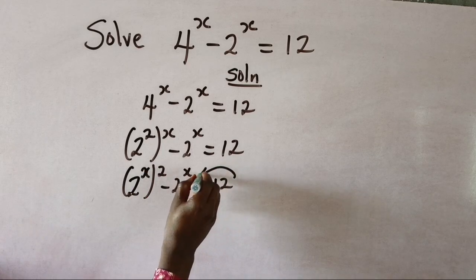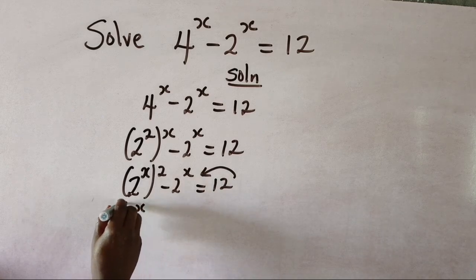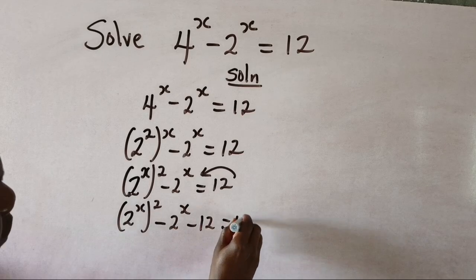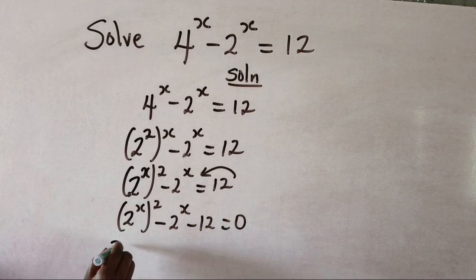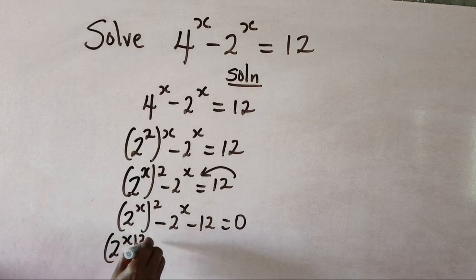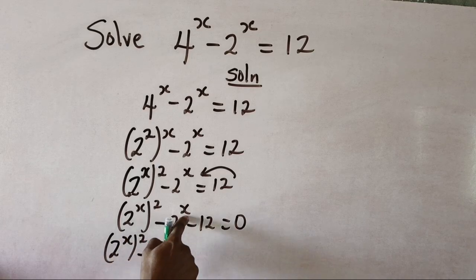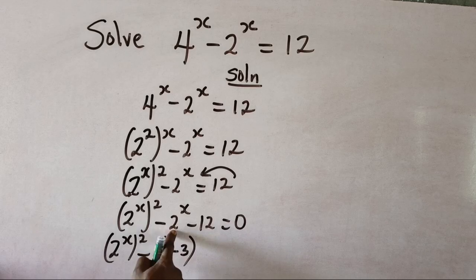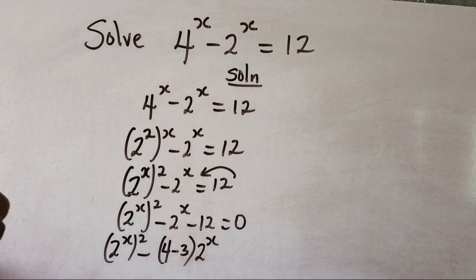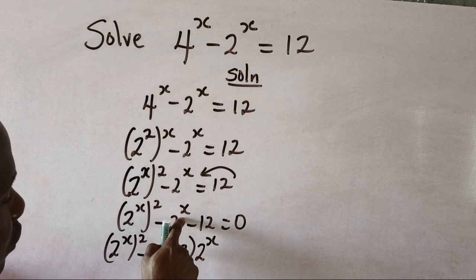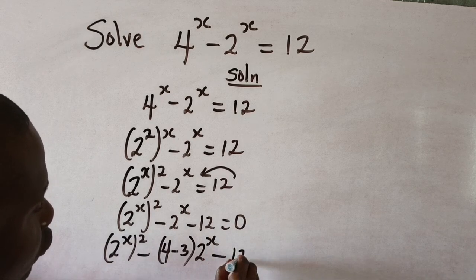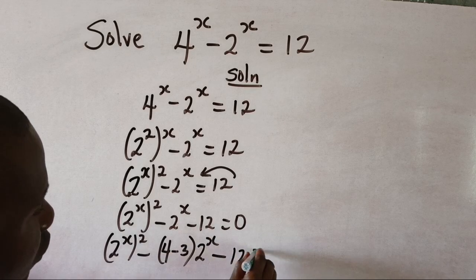By bringing 12 to this side, we have (2^x)^2 minus 2^x minus 12 equals 0. Factorizing, in place of 2^x, we can write 4 minus 3 there. So 4 minus 3 will give us 1, then multiply by 2^x. 1 times any number equals that number. So minus 12. Then 4 times minus 3 will give us minus 12, equals 0.